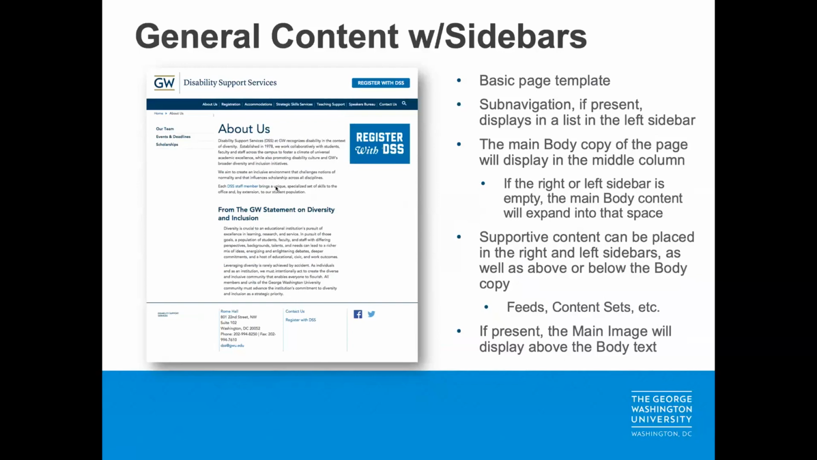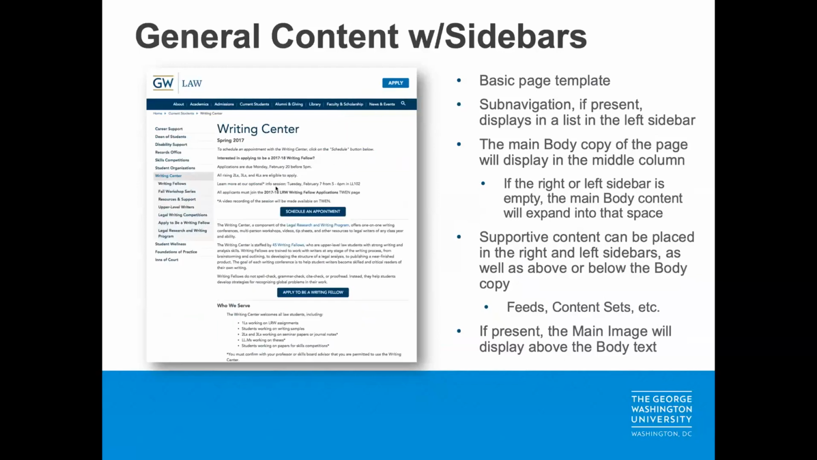Other than that, it's basically the same as what you see on the page without sidebars as far as what you can put on it. And you can see in this screenshot example from the GW Law Writing Center page that if there's no content going into the right sidebar, like if you haven't designed anything to go there, then your text will actually just expand into that empty space. You won't have this awkward white column of emptiness over here. Everything will expand to fill up that space.